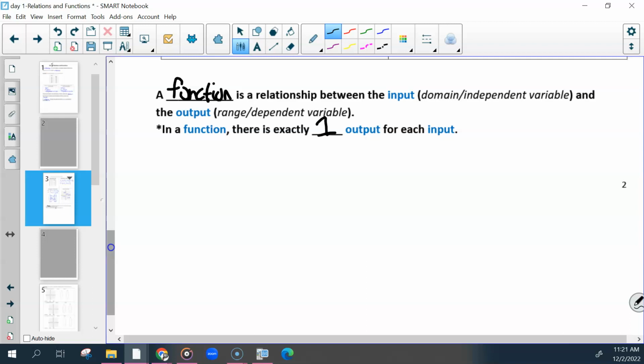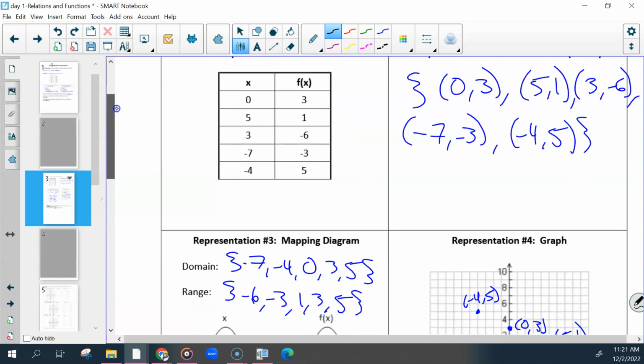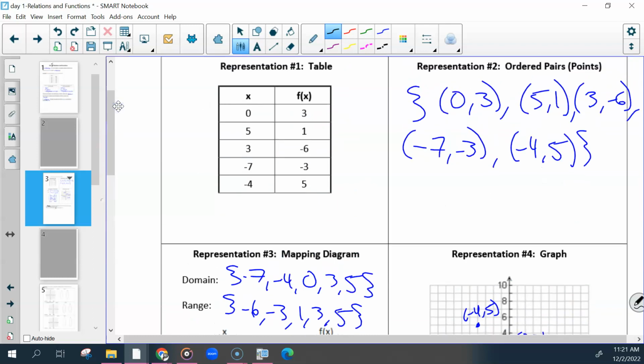I'm just going to show you in this. Each of these x values has its own y value. If I had something like 5 repeating again, this would not be a function because this x value goes to two different y values. And that's kind of what the question was getting at.